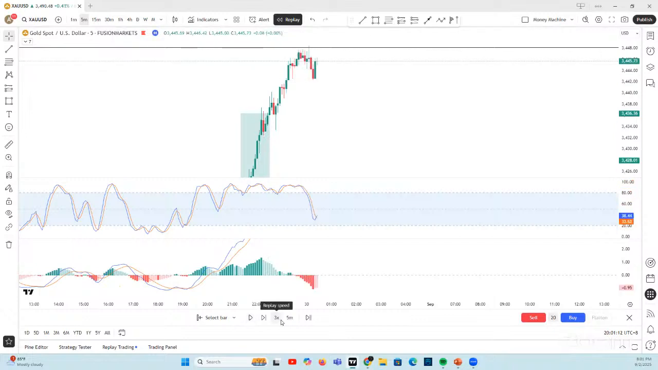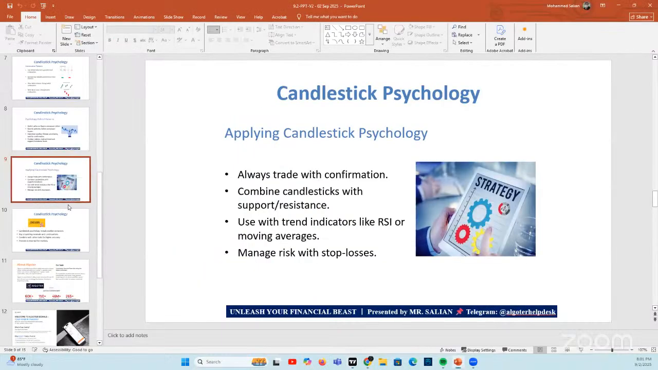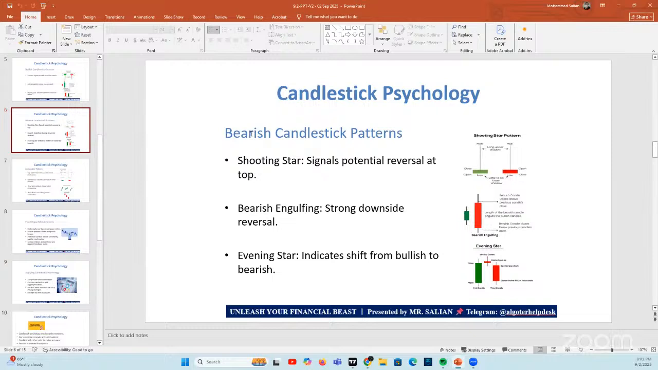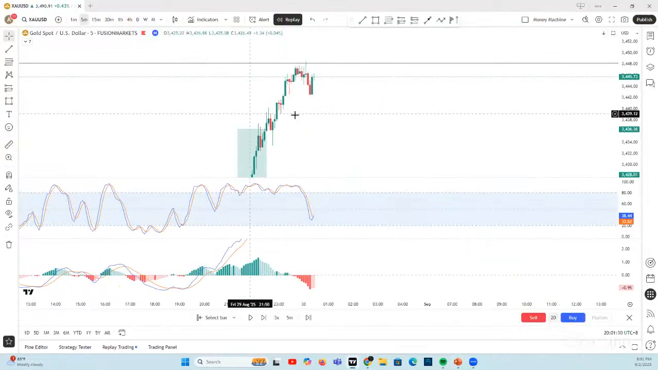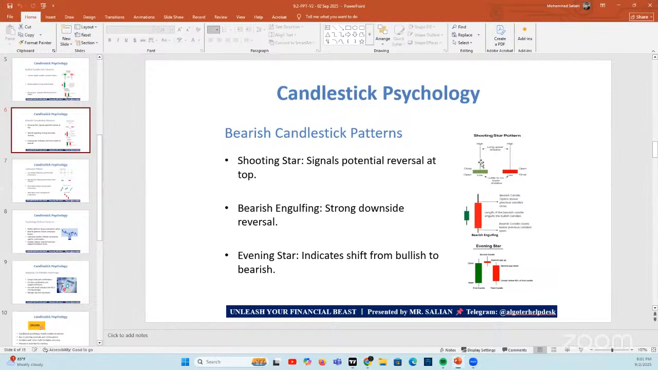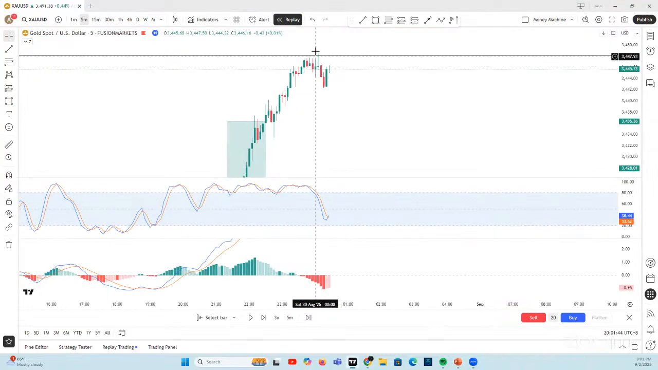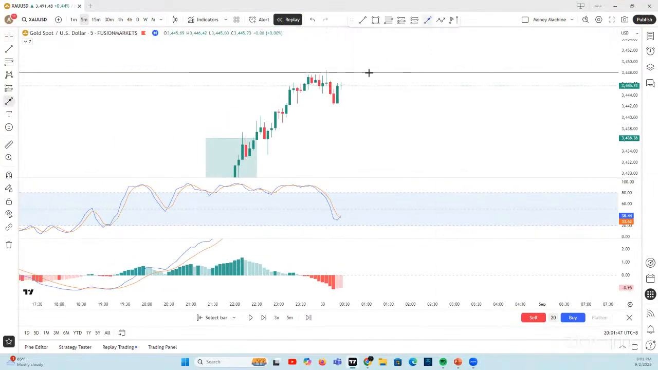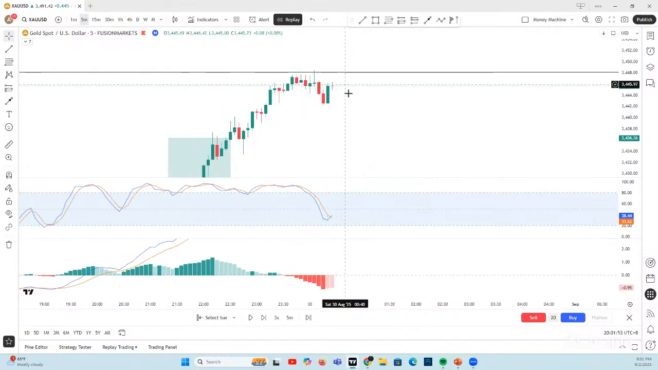So what are our bearish patterns? There, bearish candlestick pattern. Shooting star, if you see this one, this means a reversal. A bearish engulfing to the downside, and some evening star. Let's try to spot some of these at this point. See, what is this, my friend? What do you call this? Is this not a shooting star? Long wick, small body, long wick. See this one? Long wick, small body. That's a shooting star, my friend.